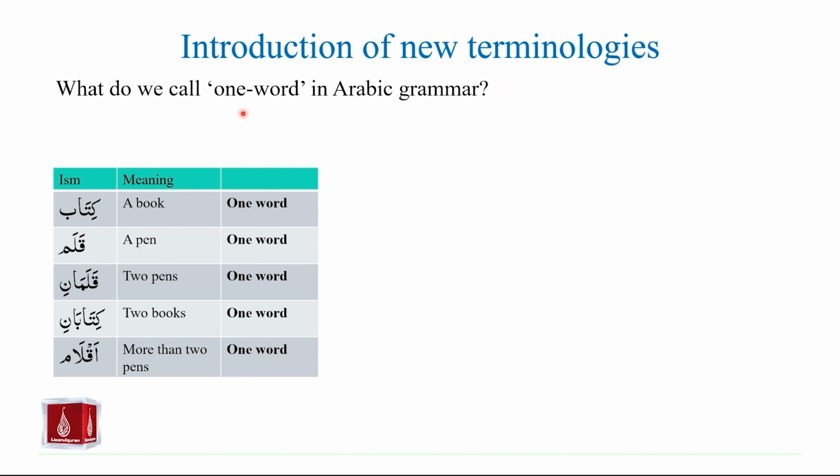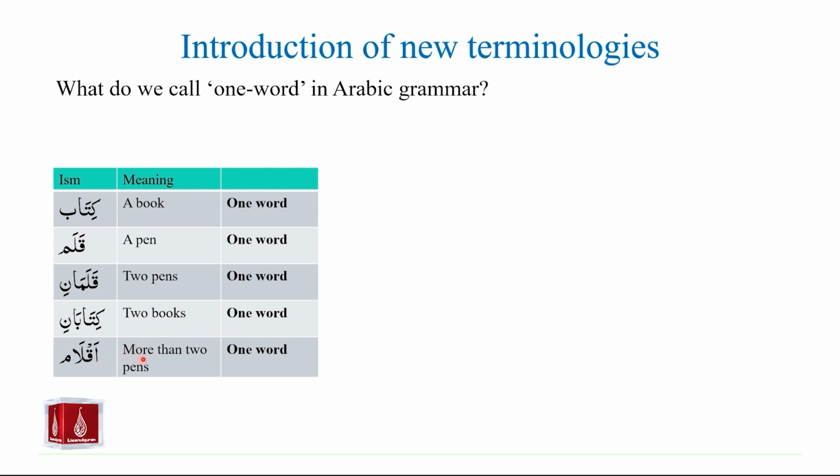What do we call one word in Arabic grammar? Let us look at some examples. Kitab means a book, and kitab is one word. Qalam means a pen, and qalam is one word. Qalamani, even though it means two pens, is also one word. Kitabani means two books, and kitabani is one word.